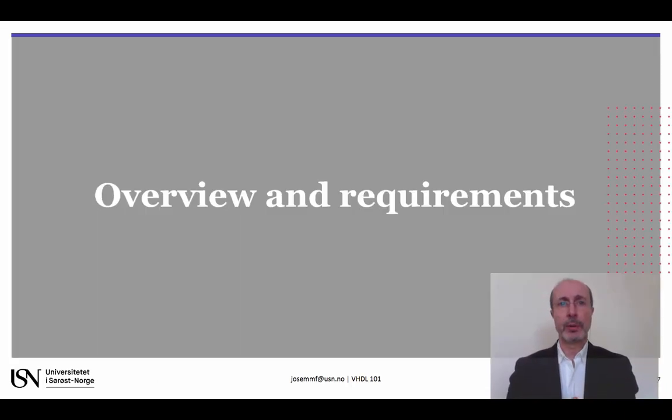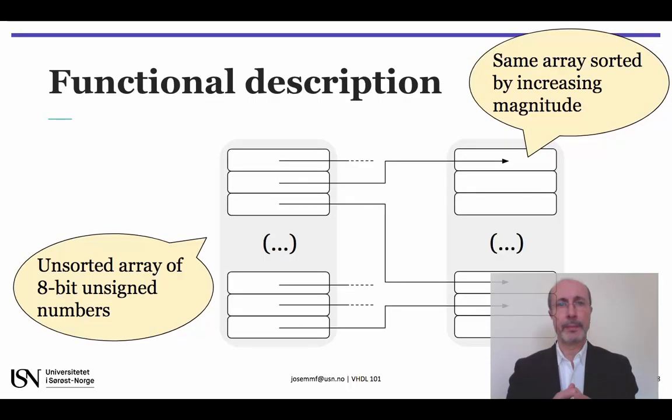Let's now move on to the overview and requirements. What you are being asked to do is very easy to describe. You start from an unordered array of 8-bit unsigned numbers stored in RAM and should reorder them by increasing magnitude and store the ordered array in another RAM block of the same size.